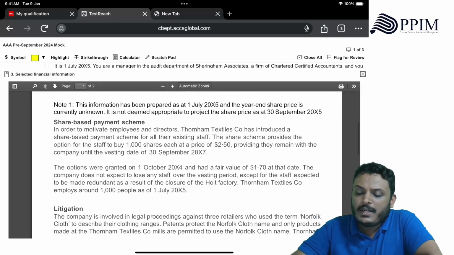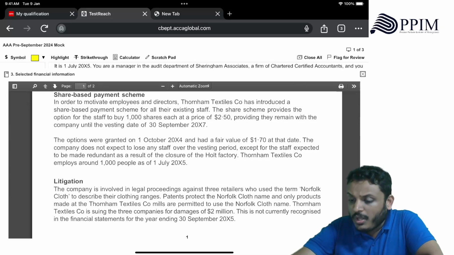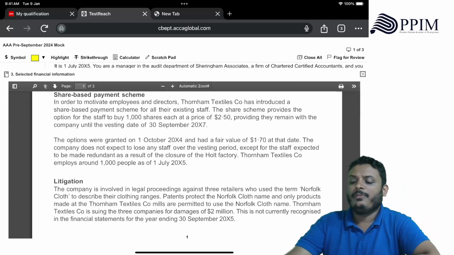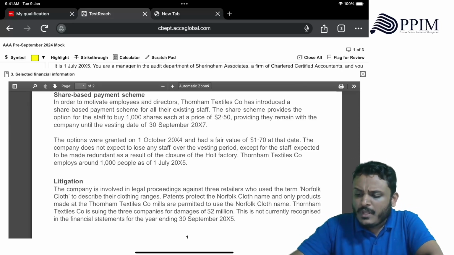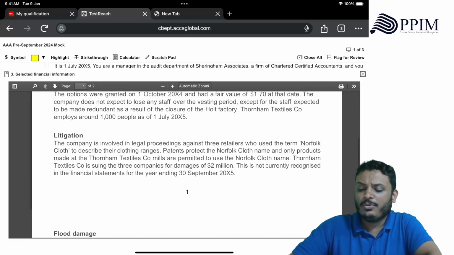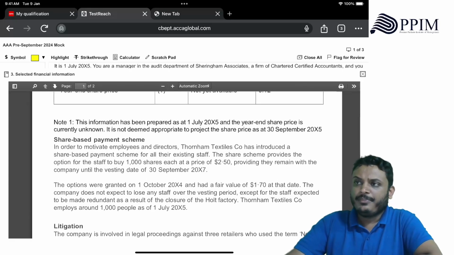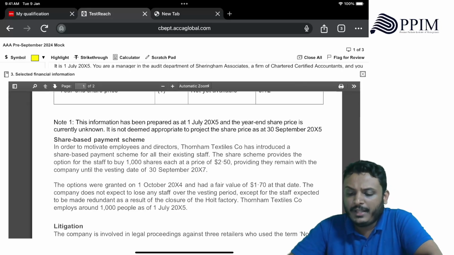The options were granted on 1st of October 2004 and have a fair value of 1.7 at that date. The company does not expect to lose any staff over the vesting period except the staff expected to be made redundant as a result of closure of the particular factory. Tonham Textiles employs around 1,000 people as of 1st of July 2005. Right? So share-based payment scheme, need to concentrate on that.